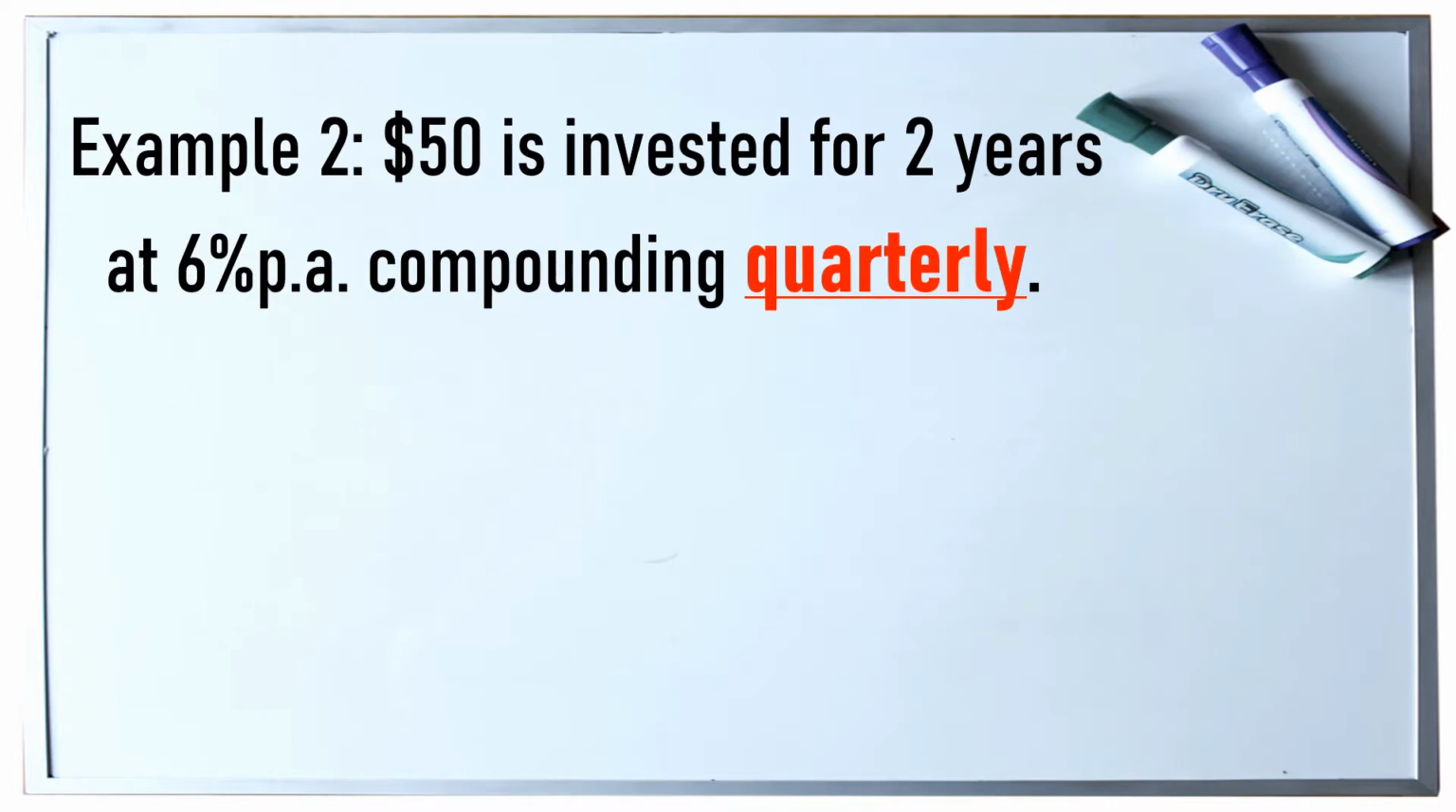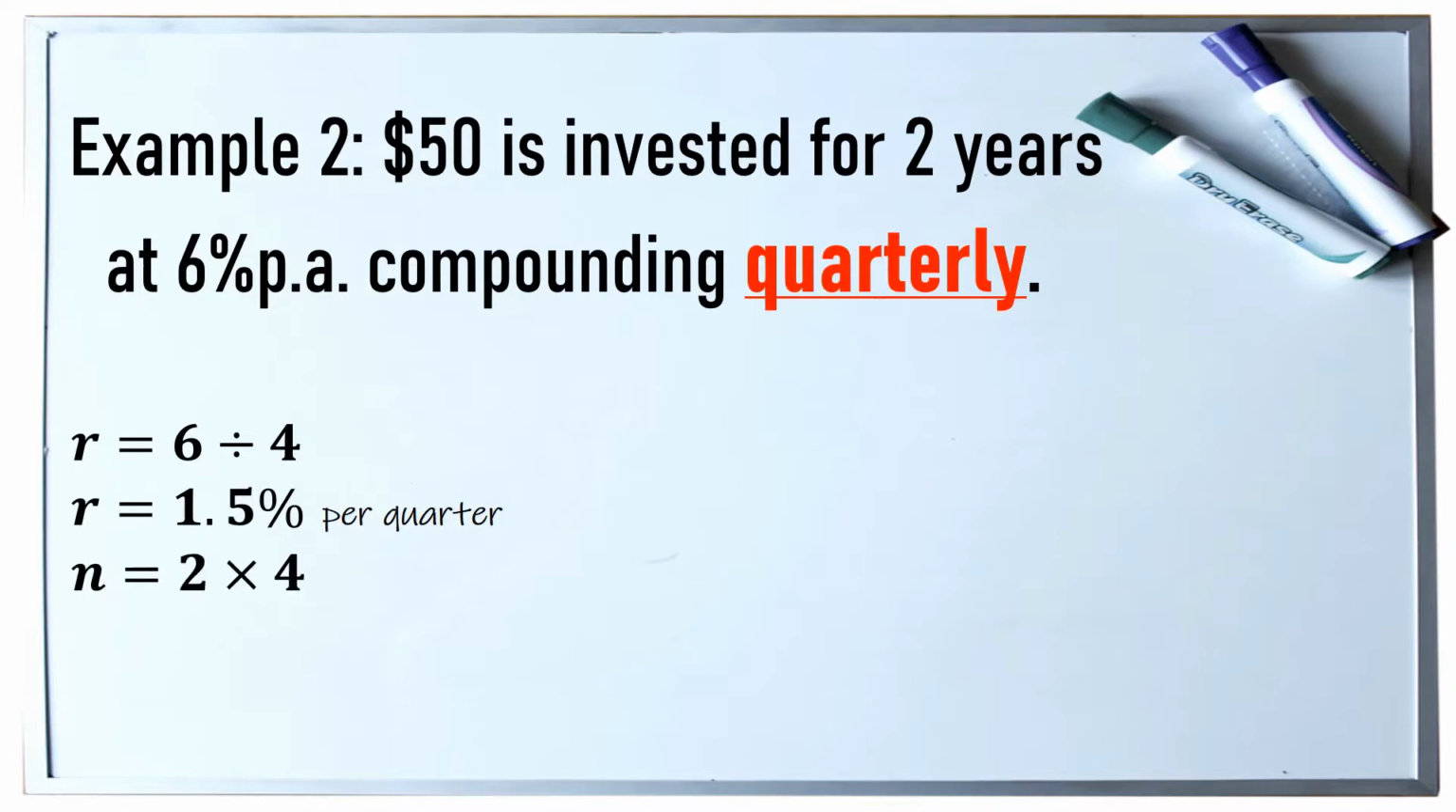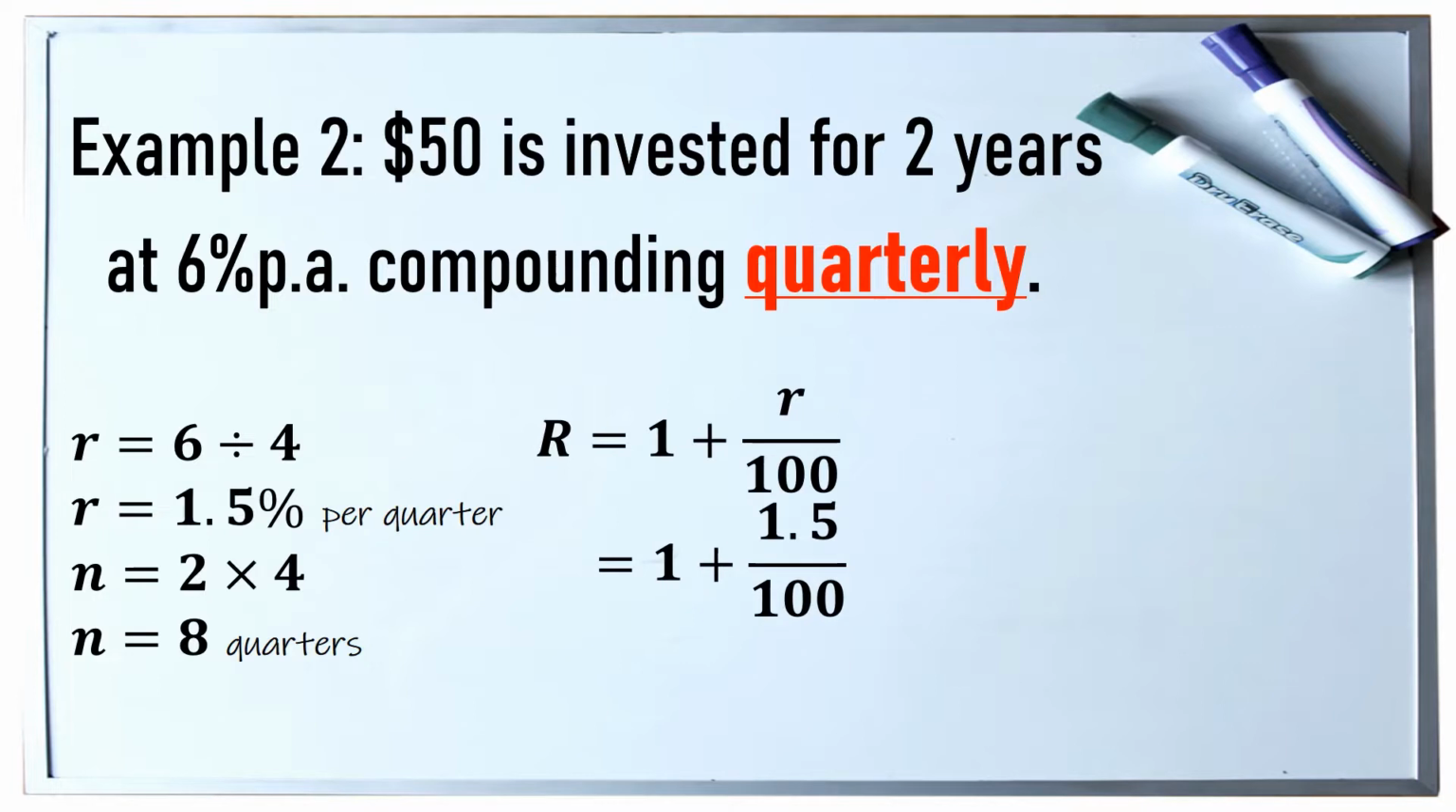Just keep in mind that there are 4 quarters in a year. Our r becomes 6 divided by 4. So our interest rate is 1.5% per quarter. Our n is the number of quarters. Now, if there's 4 quarters in 1 year, over 2 years, there's going to be a total of 8 quarters. Our capital R is 1 plus r over 100. We substitute in that 1.5, which gives us 1.015.